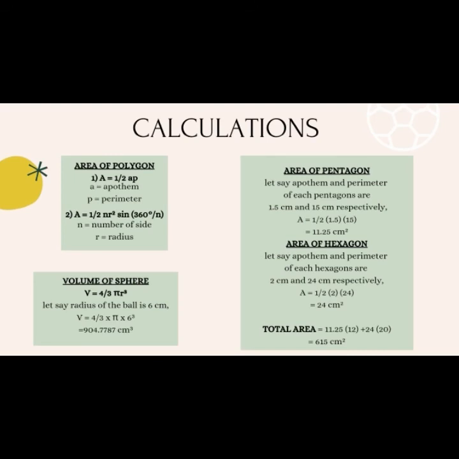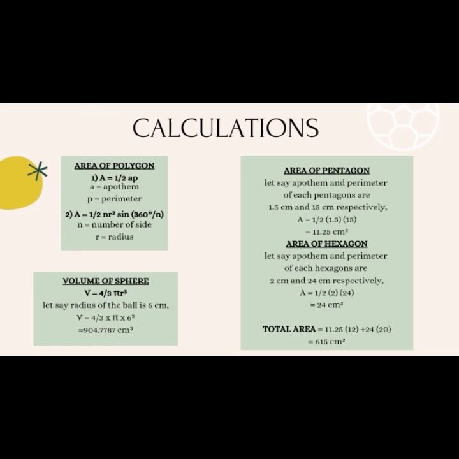Finally, for volume calculation, I use the formula for volume of sphere because, of course, the ball is spherical. You can use this formula, which is volume equal to 4/3 pi r cube. Let's say the radius of the ball is 6 cm and you substitute and you can get 904.7787 cm cube. That's all.